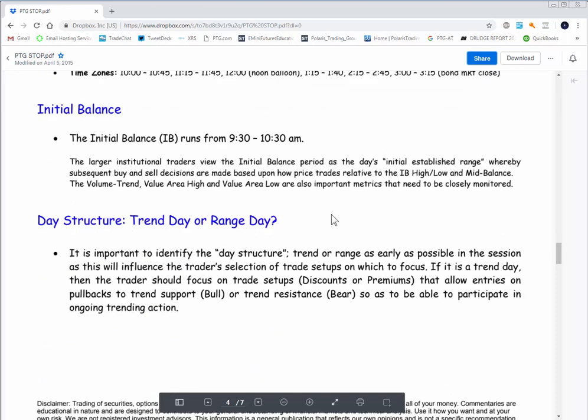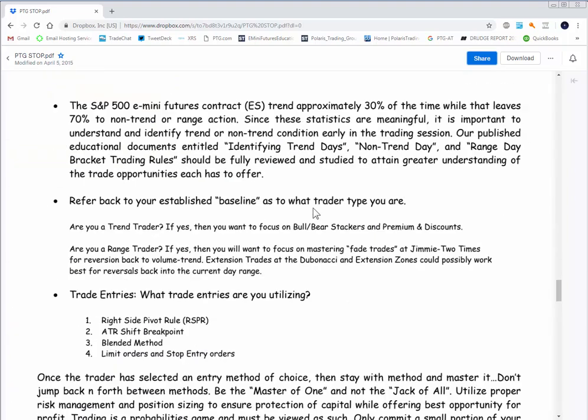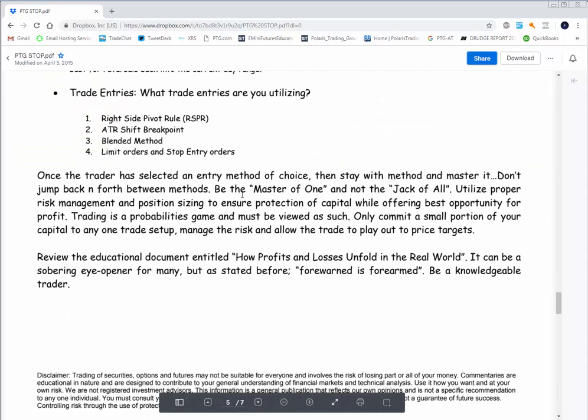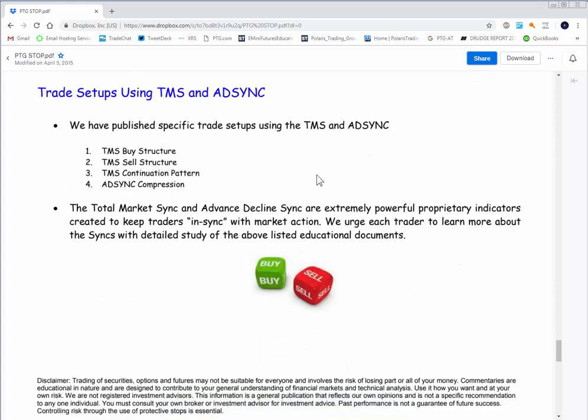What is the day structure? Is it beginning as a trend day or a range type day? Again, we discussed a little bit of that. As you walk through here, I'm just zipping through. There are some other market internals that we want to monitor throughout the day, et cetera.